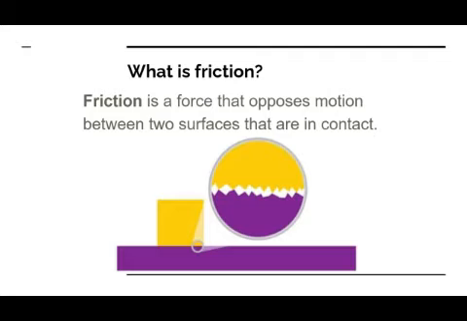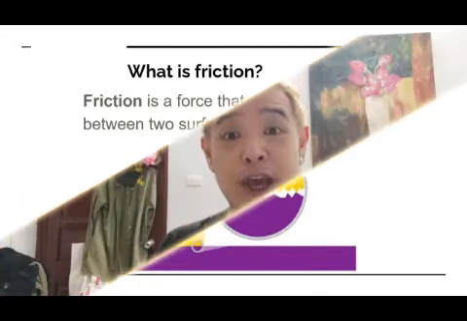So let's take a look at the definition of friction. What is friction? Friction is a force that opposes motion or movement between two surfaces that are in contact, meaning touching each other. So friction is a force that is against movement between two surfaces or two objects that are touching. Okay, so now we know that when you rub two surfaces together, it'll create a force.